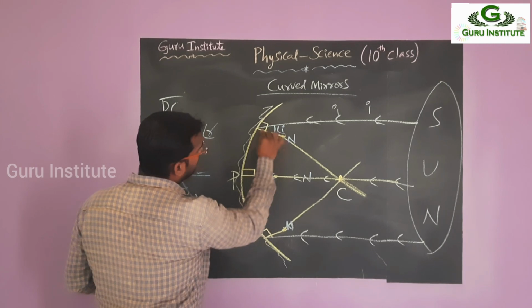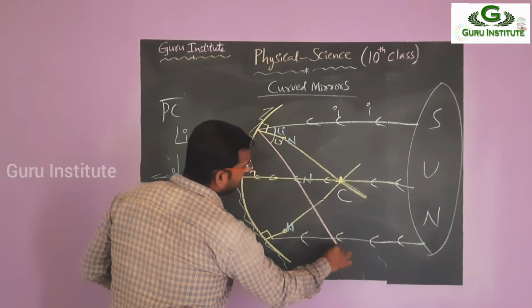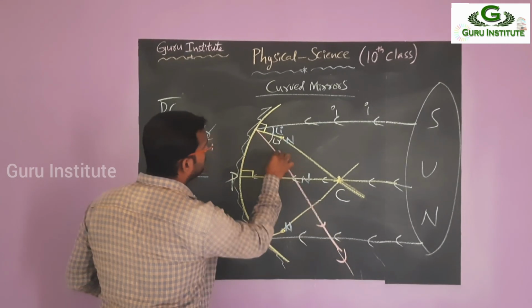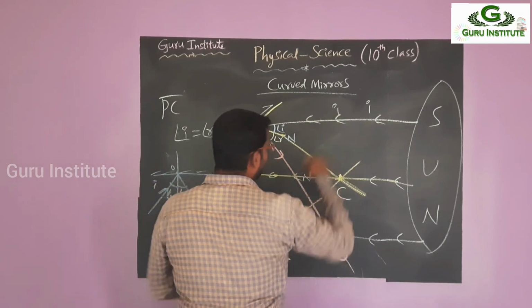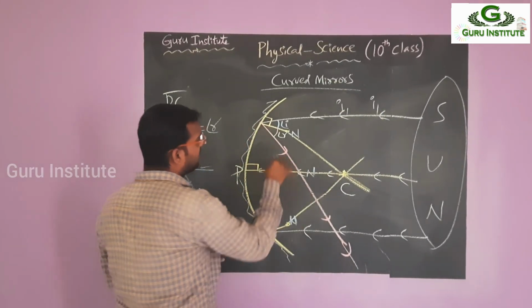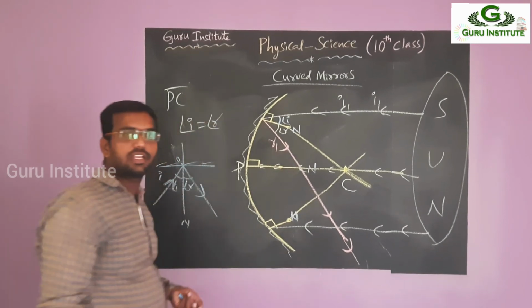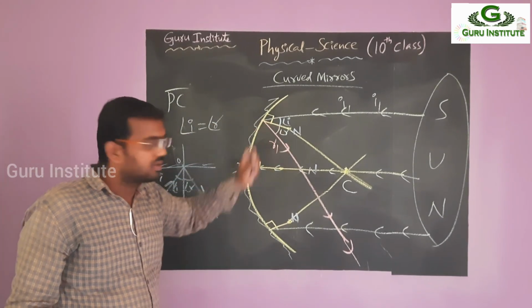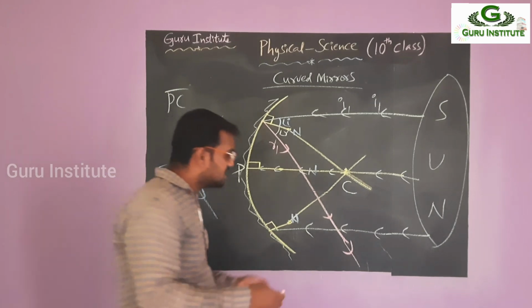So I am taking this one. We are drawing the reflected ray like this. So this is the reflected ray. Suppose this is the first one, so we are taking I1. This is the first reflected ray, so this is R1. Okay, right? So I1, R1 over. Now coming to here, which is the incident ray?